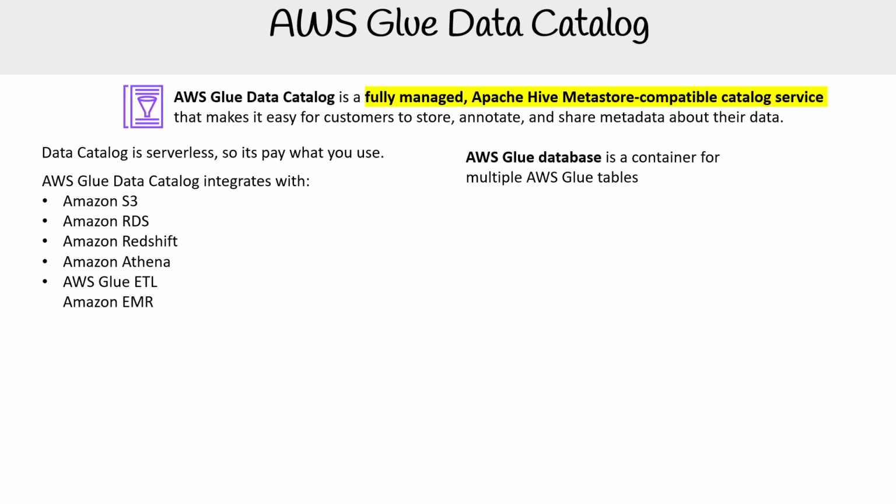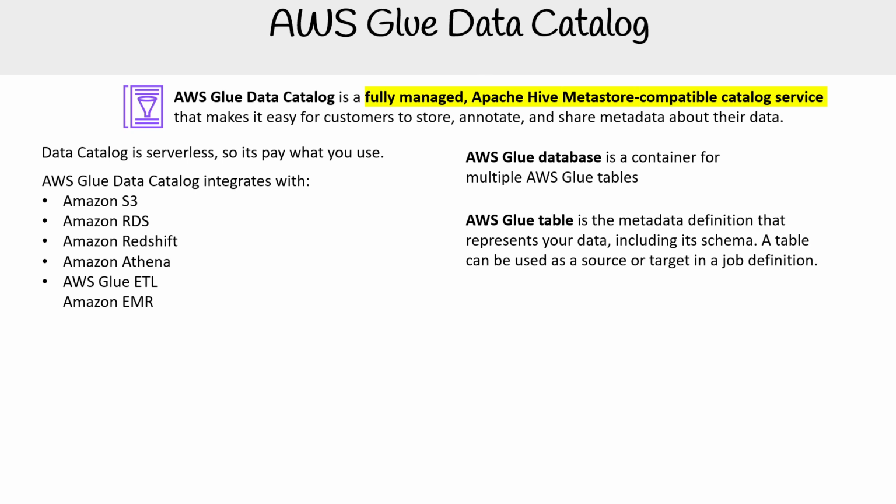And the concept of when you're using AWS Glue Data Catalog, you'll end up creating a database and you'll also create tables. Tables is the metadata definition that represents your data, including its schema. A table can be used as a source or target in a job definition.